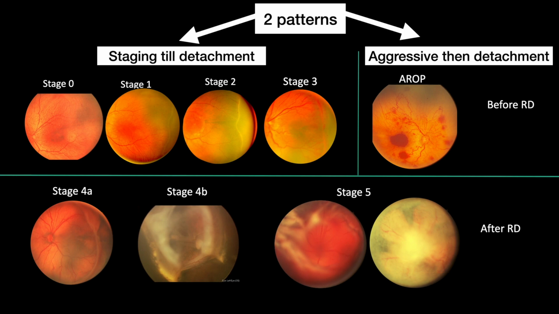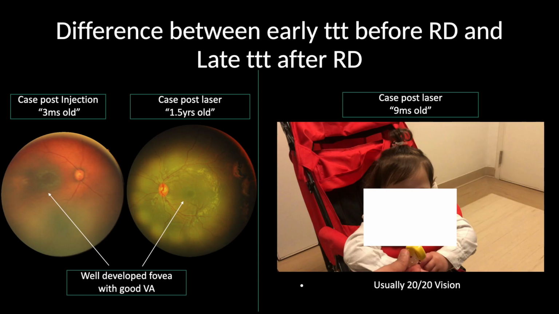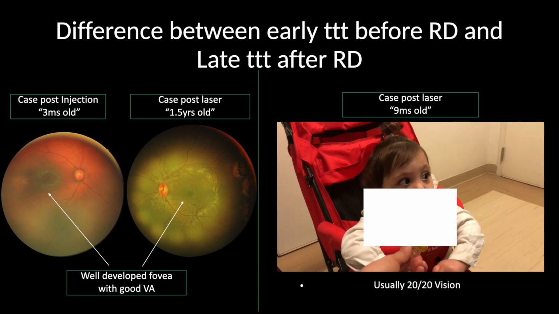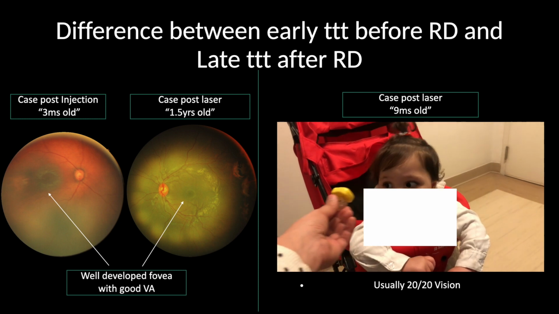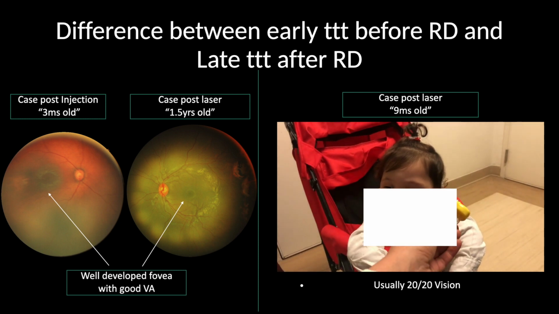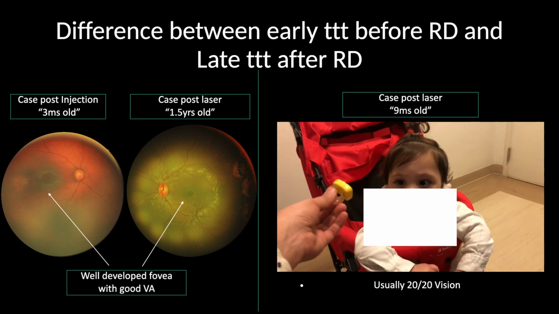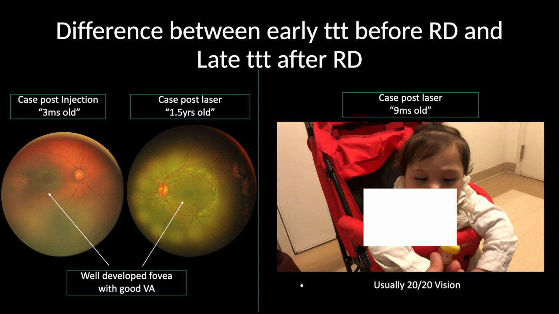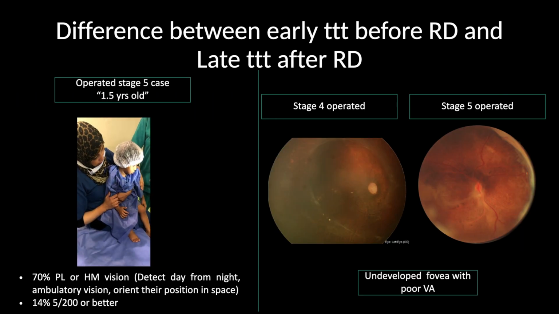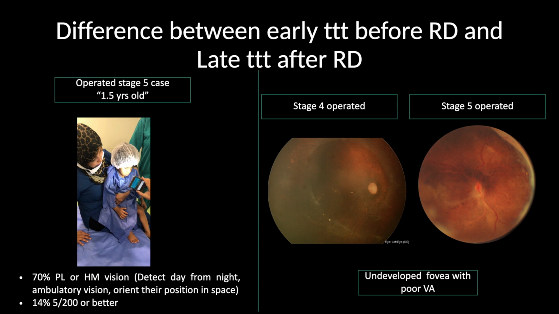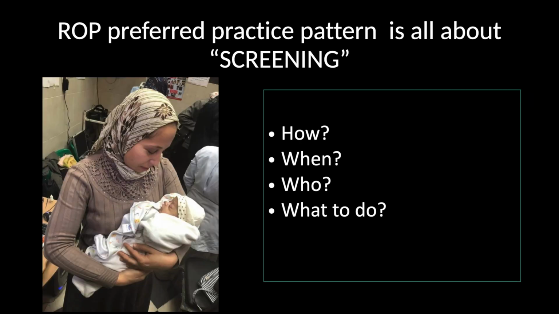So why do we need to treat those cases before retinal detachment? Because treating before retinal detachment can preserve the fovea and allow 20/20 vision, like this child who can easily follow and fixate the target. Treating later on, after retinal detachment, there is no fovea and thus the vision is much worse. So the preferred practice pattern in ROP is the screening.